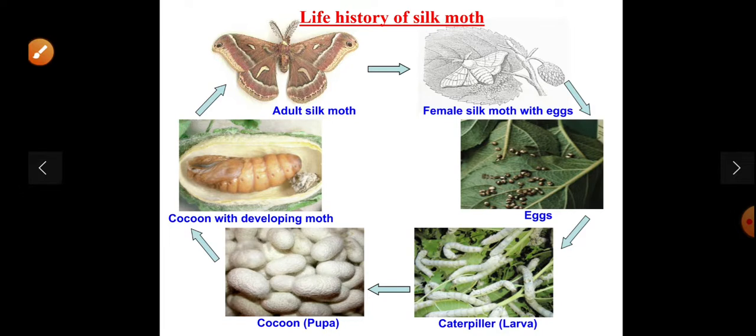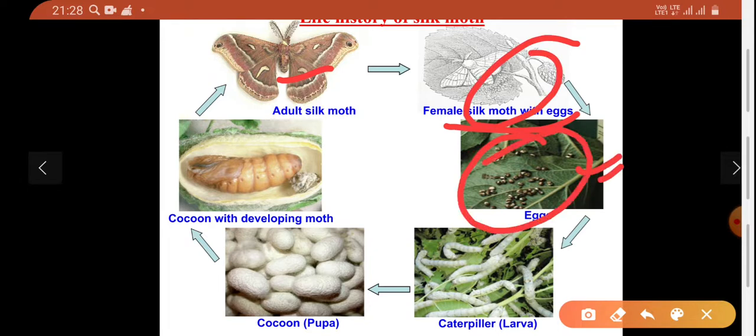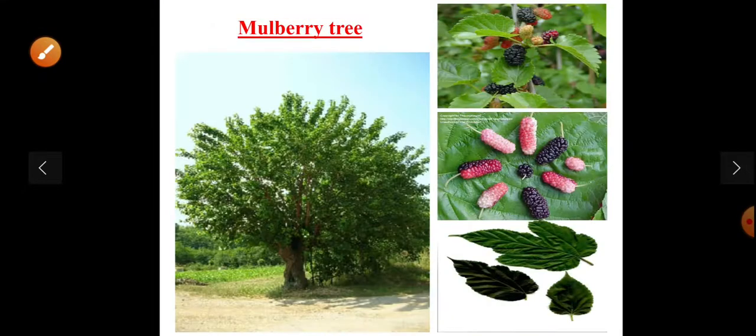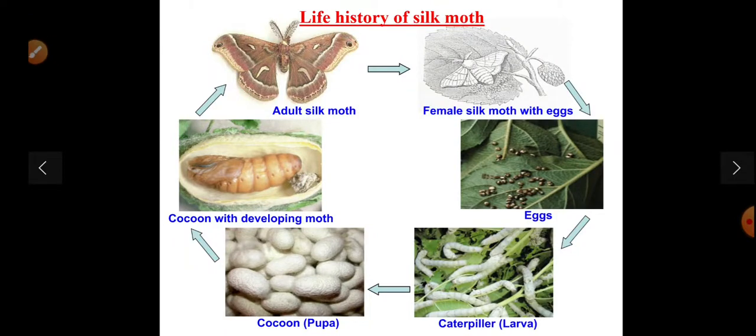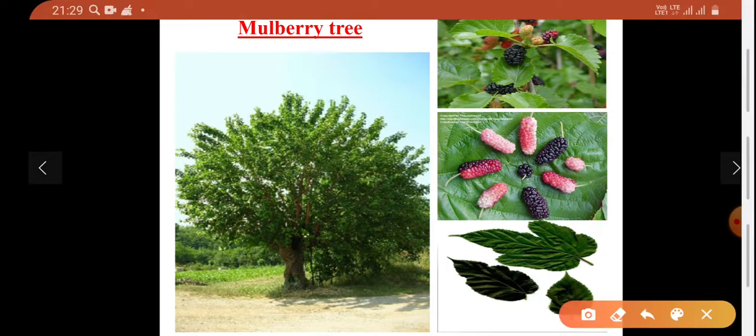Life history: this female adult moth lays eggs on the mulberry leaves. This is the caterpillar that can easily be seen. This is the cocoon, and the cocoon develops into a moth. So these are the steps of the life history of the silk moth. This is the mulberry tree, and this is the fruit of the mulberry tree.